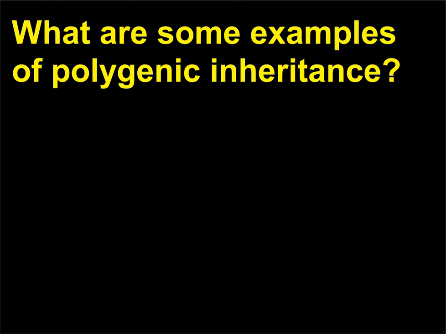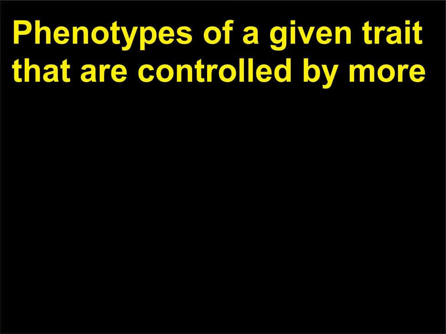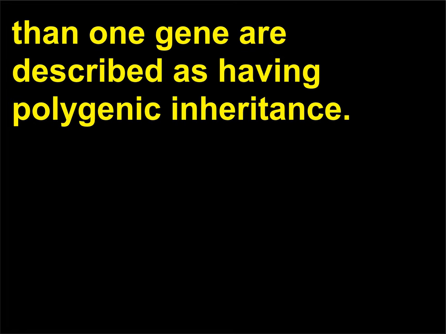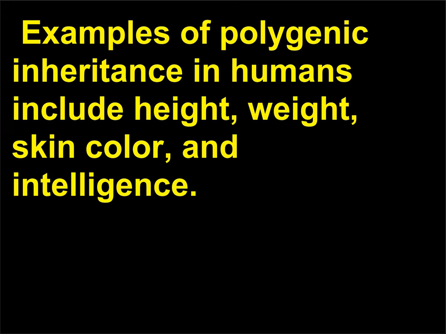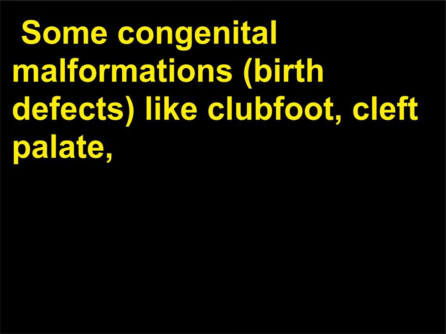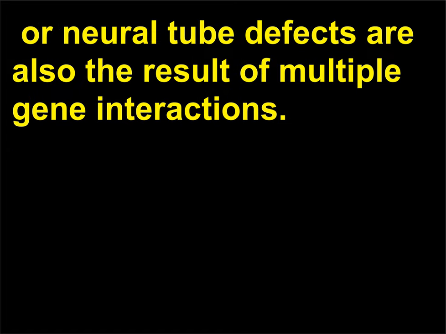What are some examples of polygenic inheritance? Phenotypes of a given trait that are controlled by more than one gene are described as having polygenic inheritance. Examples of polygenic inheritance in humans include height, weight, skin color, and intelligence. Some congenital malformations, birth defects, like clubfoot, cleft palate, or neural tube defects are also the result of multiple gene interactions.